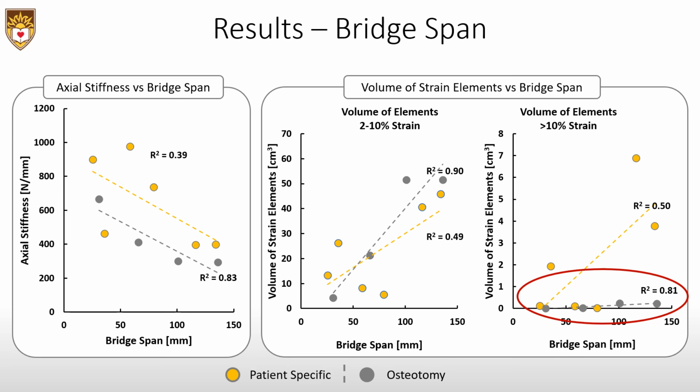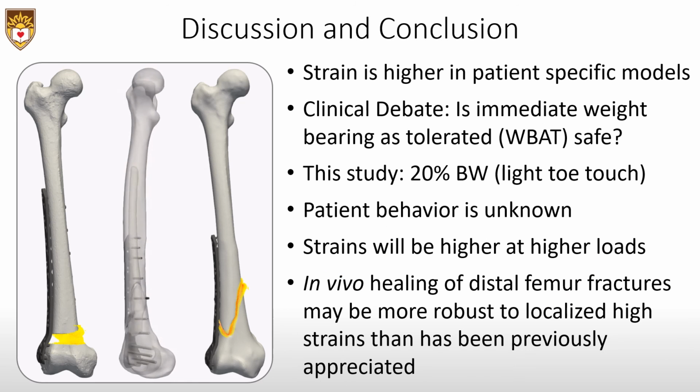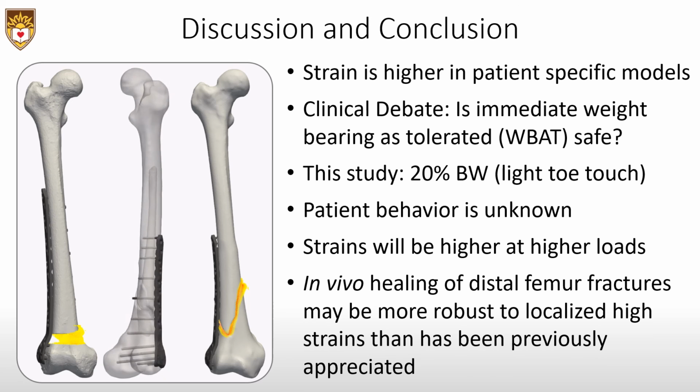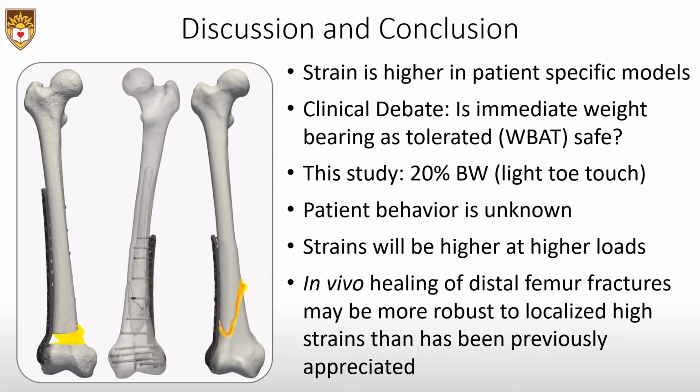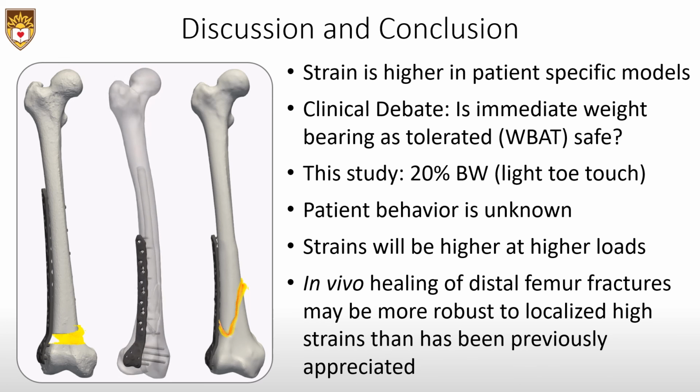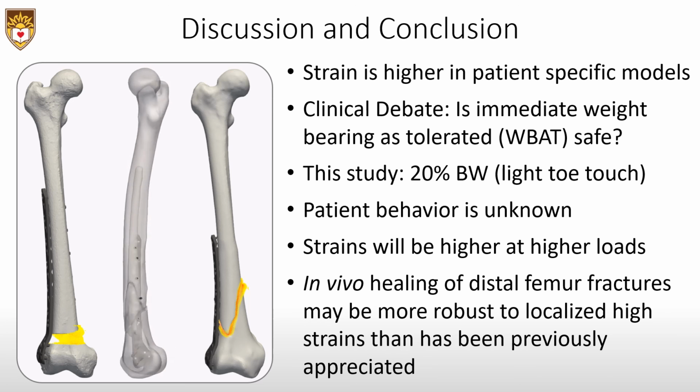Focusing our attention now on the relationship between strain hotspots and bridge span, we see that the OTA 33A3 osteotomy does not produce peak strains that are similar to the patient-specific models, even at very high bridge spans. Reflecting on everything that we have learned, this study shows that strain is higher in patient-specific models compared to the osteotomy models that have traditionally been used to study distal femur fracture fixation.